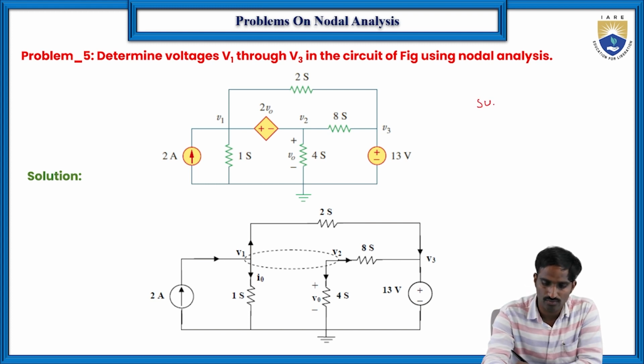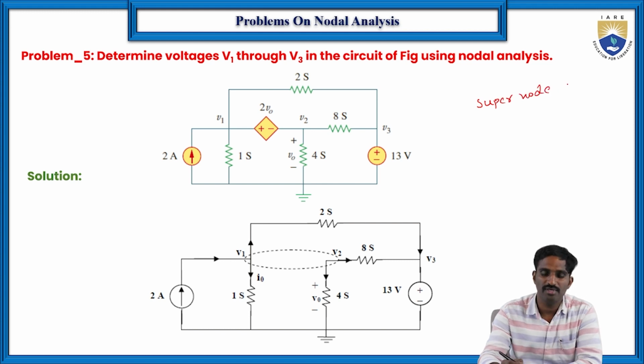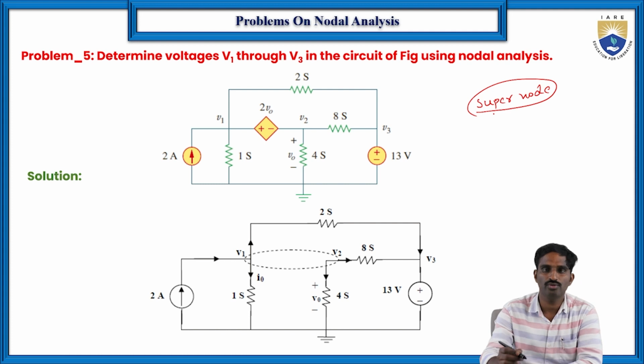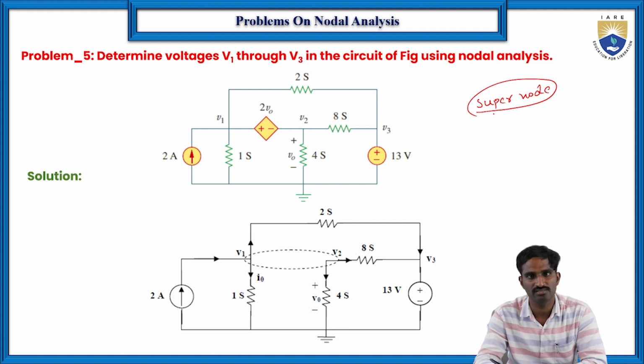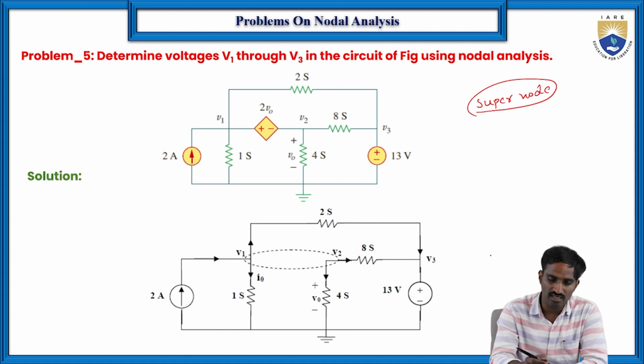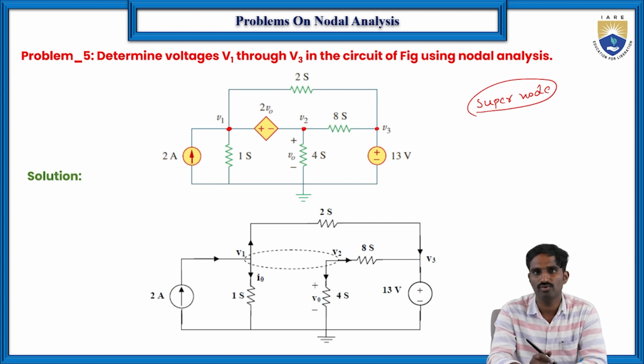Okay, so supernode analysis. How do you know that here we need to apply the supernode analysis? In the given problem, they have already given the three nodes V1, V2 and V3. But if you observe, in between V1 and V2 there is a voltage source. So if there is a voltage source in between two nodes, then we should apply the supernode analysis.